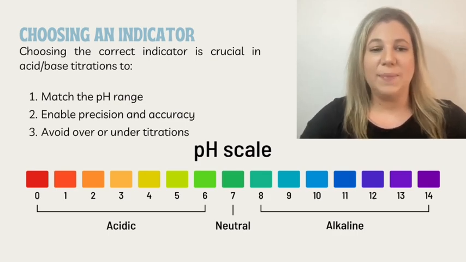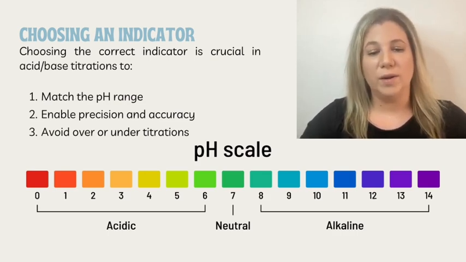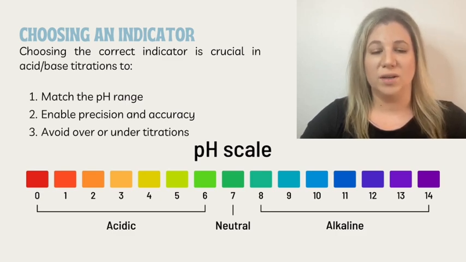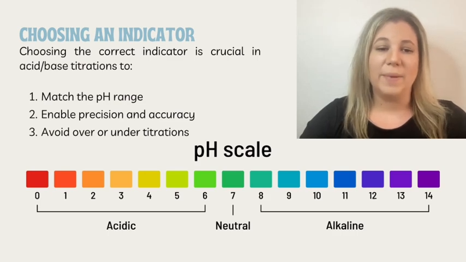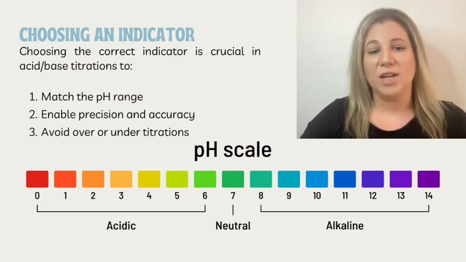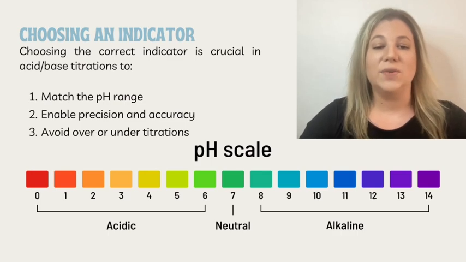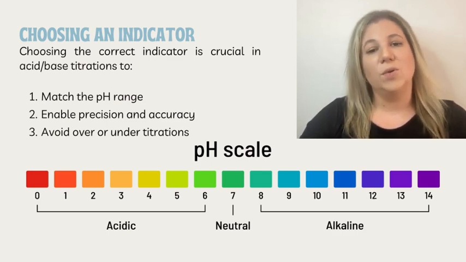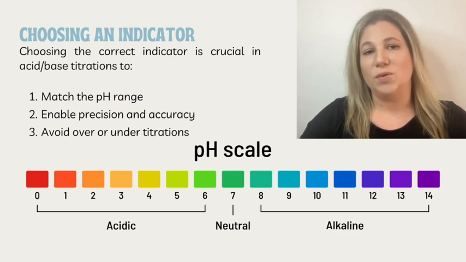If an indicator has a pH range that extends beyond the equivalence point, there's a risk that we might over-titrate the solution, resulting in excess titrant. Or, on the other hand, if the pH range is too narrow and the color change occurs abruptly, there's a risk of under-titrating, leading to an inaccurate determination of the endpoint. And so all of these factors come into play when we're trying to choose the right indicator.